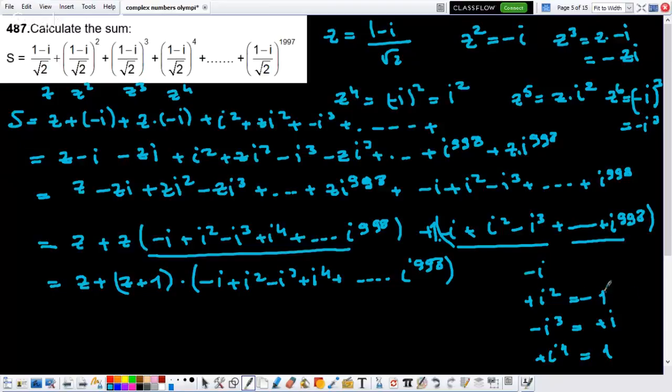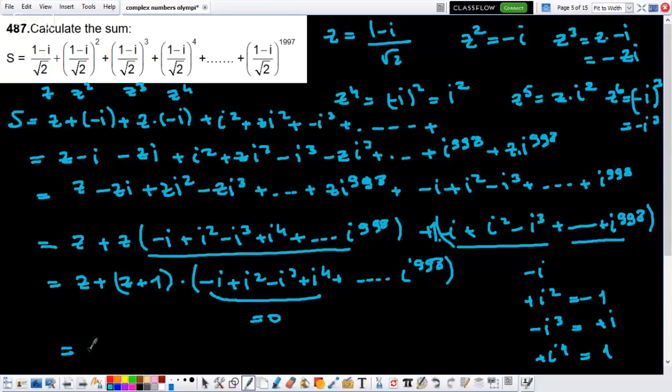And when you add these as a group of 4, minus i plus i simplify each other, minus 1 plus 1 simplify each other. So this sum is going to be equal to 0. So in every 4 units, we are going to get 0, means till, I think, 996, because 996 is the last number that is divisible by 4. Till 996, it's equal to 0.